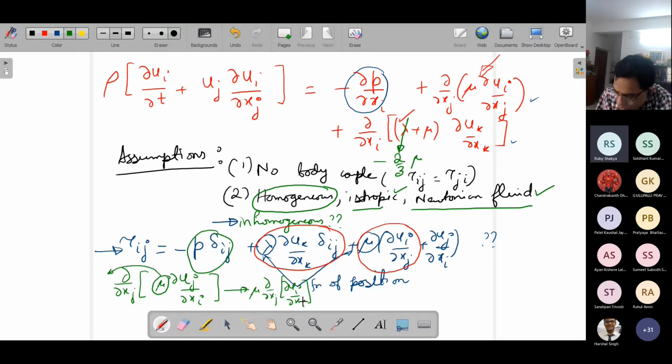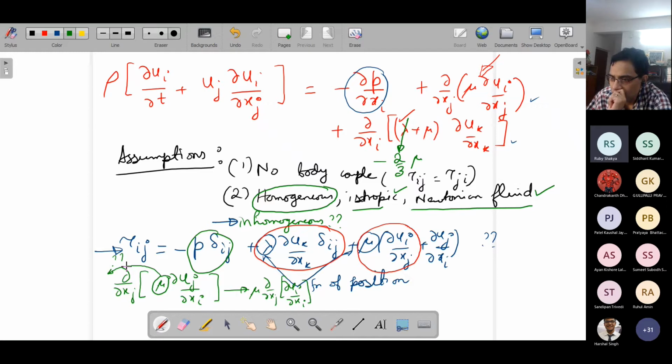And then we use the continuity of the second derivative. So we swapped the xi and xj. That is okay because this is a continuum domain. There is no discontinuity. That is fine. But this is a very important step. So if it is inhomogeneous, we are not able to put mu out of the derivative.